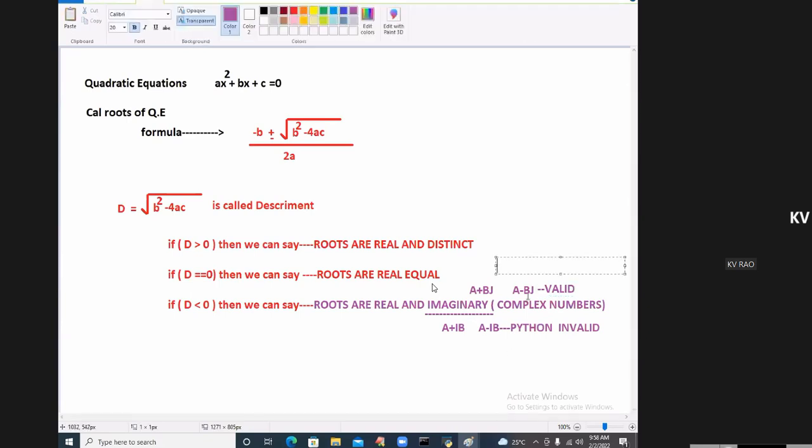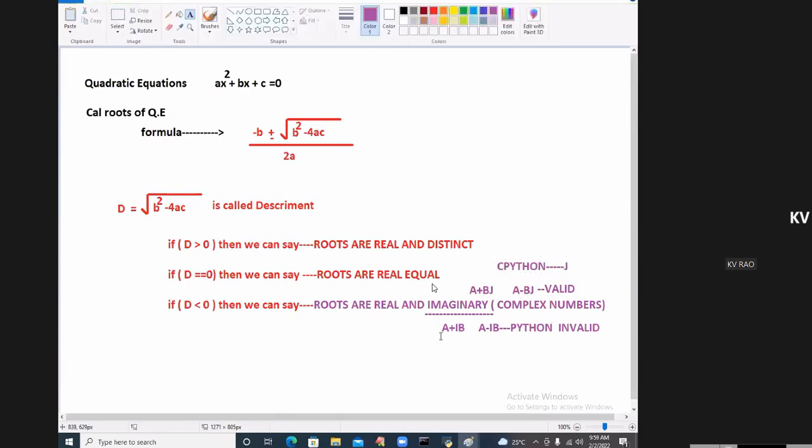Because in CPython, our standard Python, they used the letter J. They did not use the letter I. Are you able to understand? Mathematically, we wrote I, but in Python, we need to use J only. A plus bj, a minus bj only, we need to use it. We cannot write I and B.